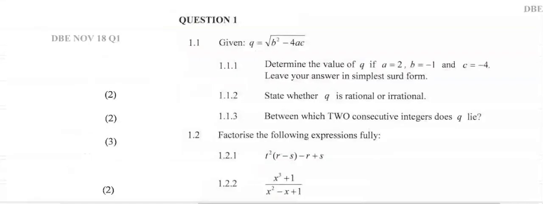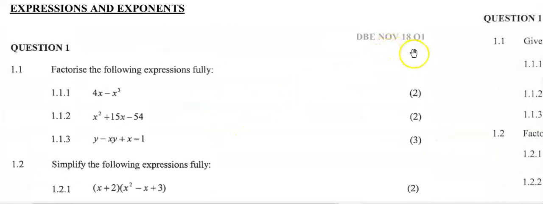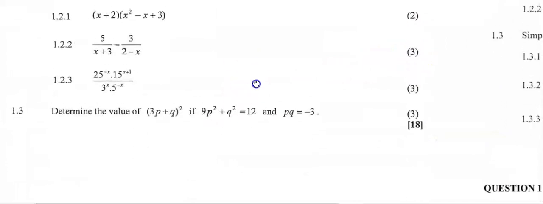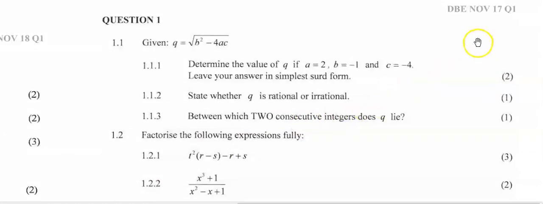So if we look at some past examination questions, let's look at this. If we look here at the November 2018 paper and we work our way up here. Okay, so there's no questions there. Let's go here. Alright, so the November 2017 paper says question 1.1, given q is the square root of b squared minus 4ac. Determine the value of q if a is equal to 2, b is equal to minus 1, and c is equal to minus 4. Leave your answer in the simplest surd form. State whether q is rational or irrational, and determine between which two consecutive integers does q lie.